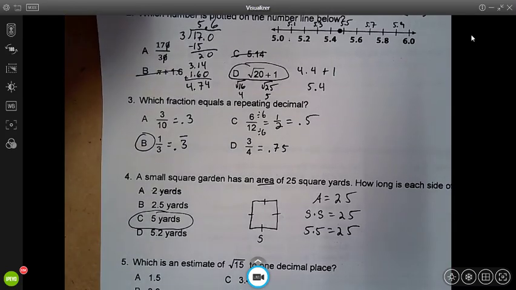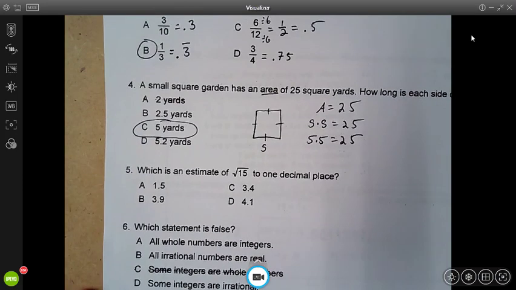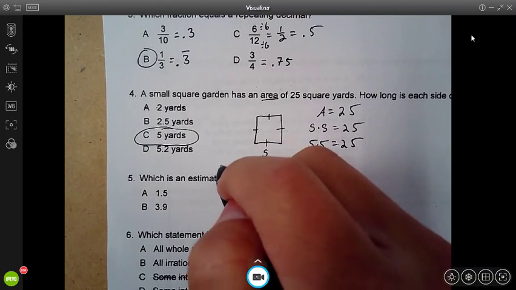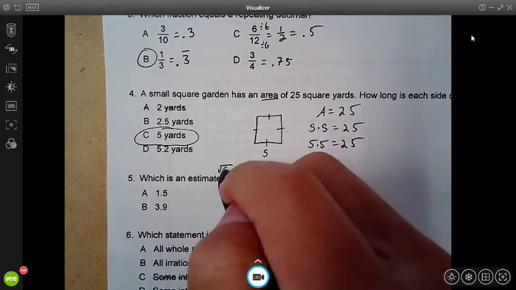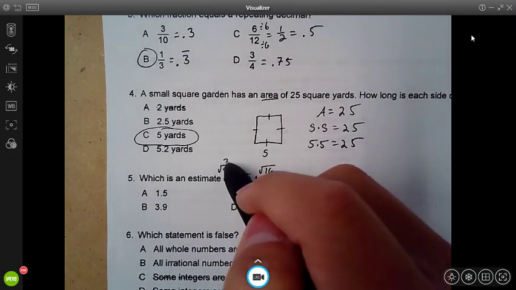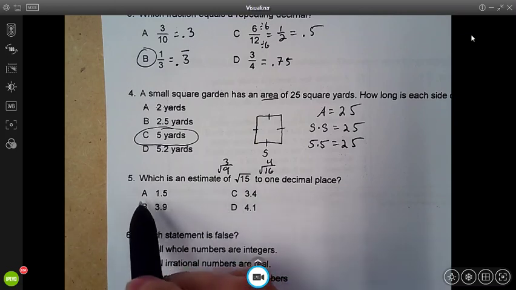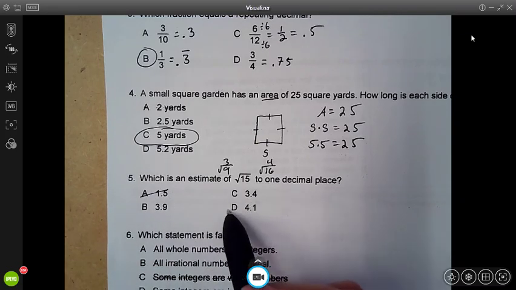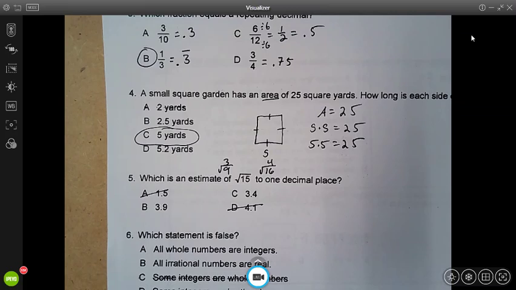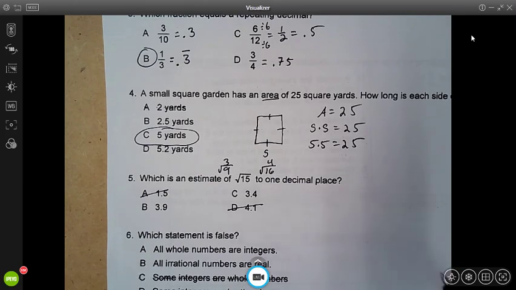Okay, and then for number 5, which is an estimate of the square root of 15. Well, the next lowest perfect square is the square root of 9. The next highest is the square root of 16, right? That's 3 and 4. It's 3 point something. It's between 3 and 4. You know it's not A. You know it's not D. It's 3 point something, closer to the bigger 4. So what are your options for decimals? 0.6, 0.7, 0.8, and 0.9.